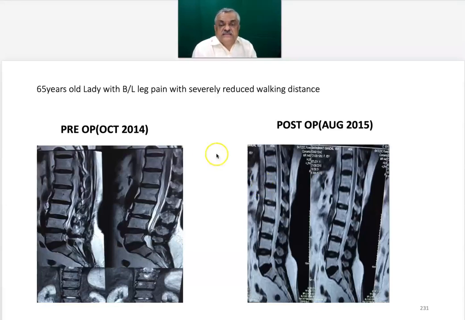Now, this is a scan on the left, which is pre-op in a patient. You can see here the patient had L4-5 related changes with bilateral leg pain with severely reduced walking distance. This was a mid-zone stenosis, and then we operated the patient and closed the annular opening by platelet-rich fibrin plug. And this is a post-operative picture at 1 year, almost 1 year, not exactly, about 10 to 11 months.